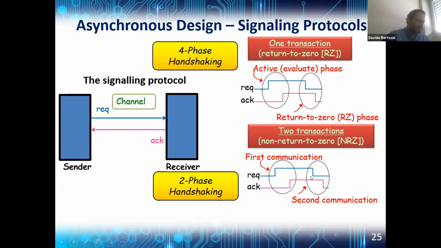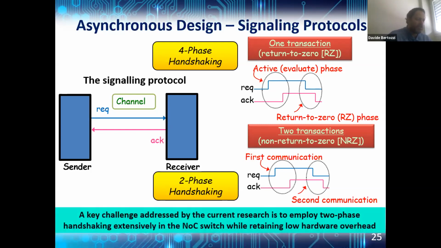So two-phase protocols are typically preferred for high-performance circuits, but you need to make your asynchronous logic sensitive to both edges. Therefore, it may lead to more complex hardware. A key challenge addressed by current research is still to employ two-phase handshaking extensively in the NoC while retaining low hardware overhead. This is an open challenge.